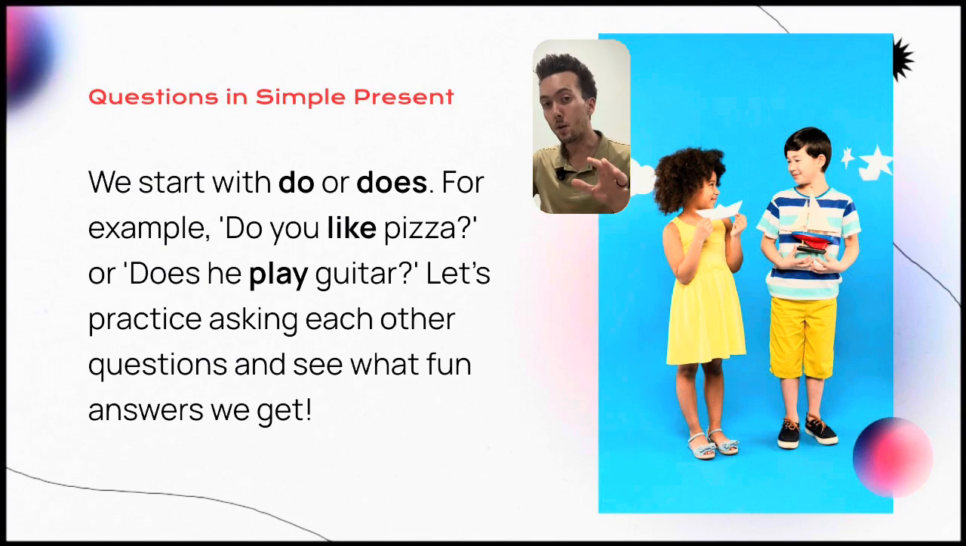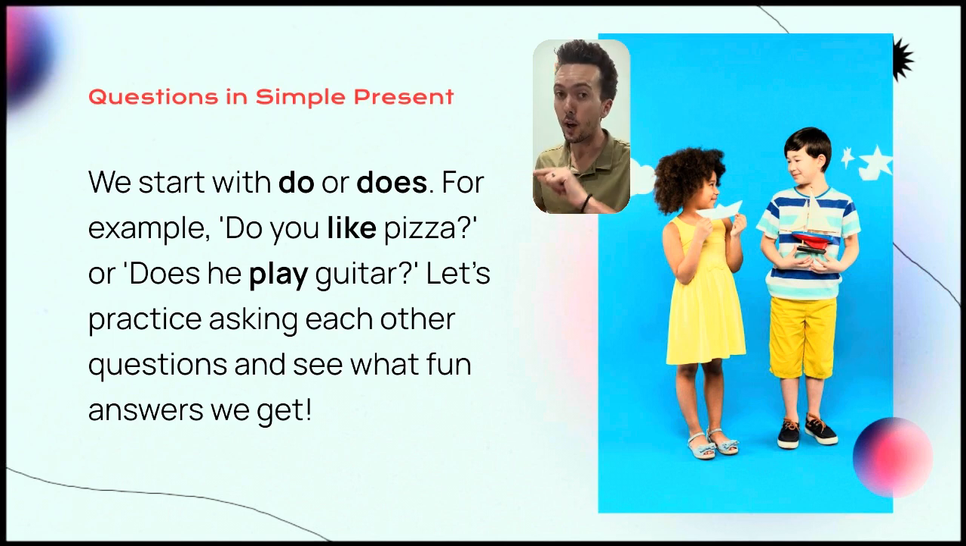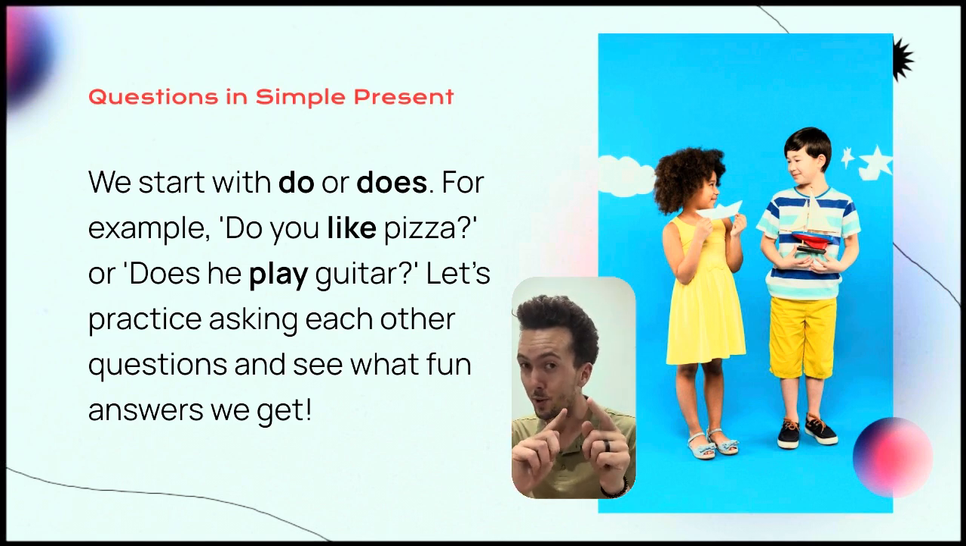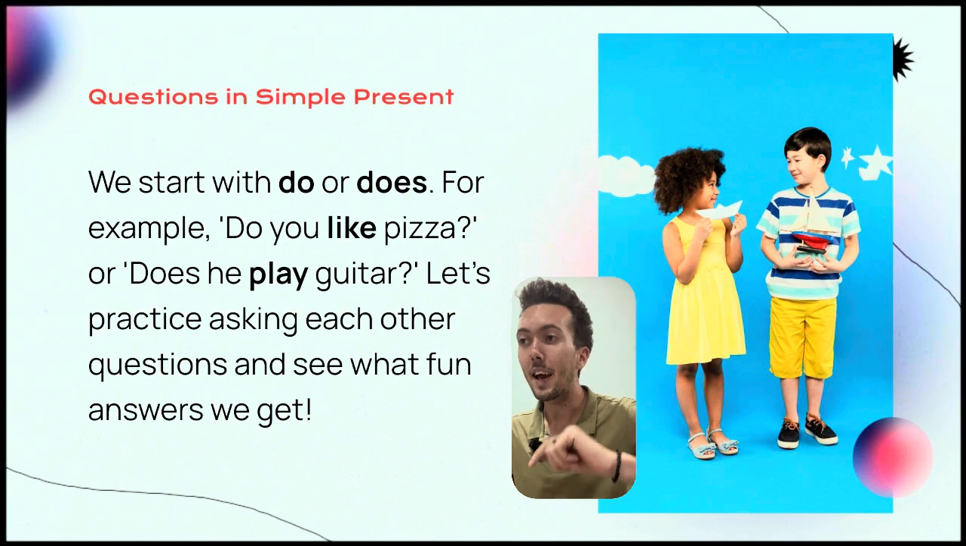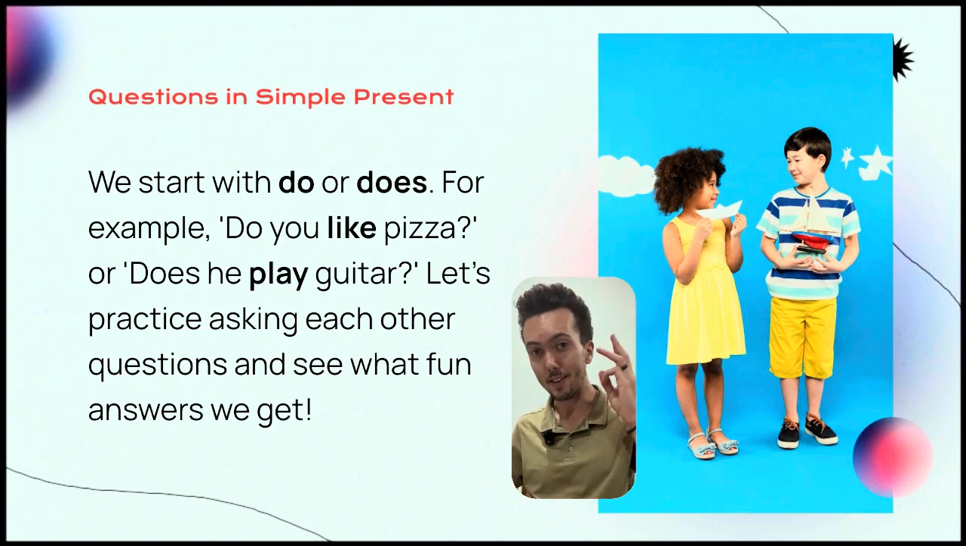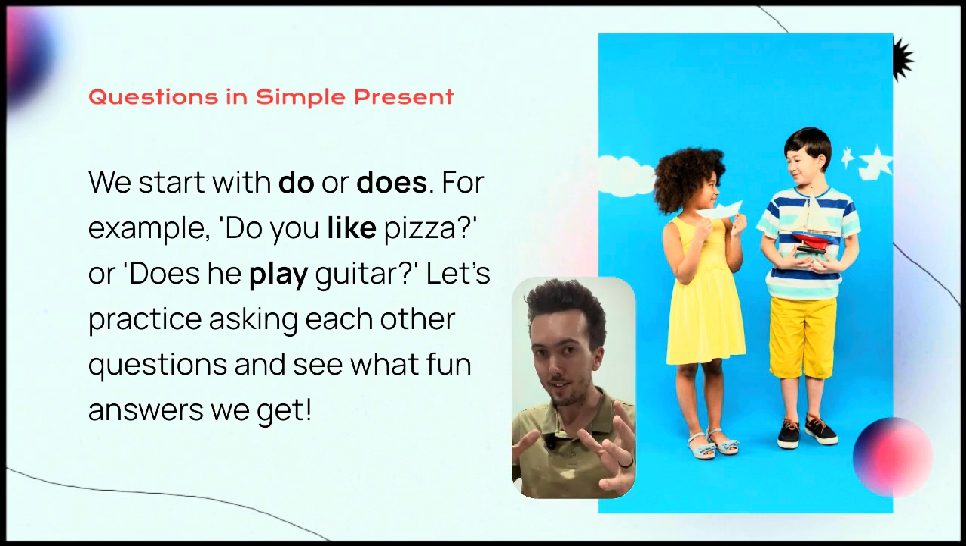So now it's time to talk about questions. To form a question, we start with do or does. For example, do you like pizza? Or does she play guitar? Notice that with he, she, or it we use, and if you're smart enough you can predict which one, it's does. And for everything else we use do. So we only have three subjects which are really important. For example, he, she, and it. Those guys use does. It sounds very complicated. I promise you, it's not.